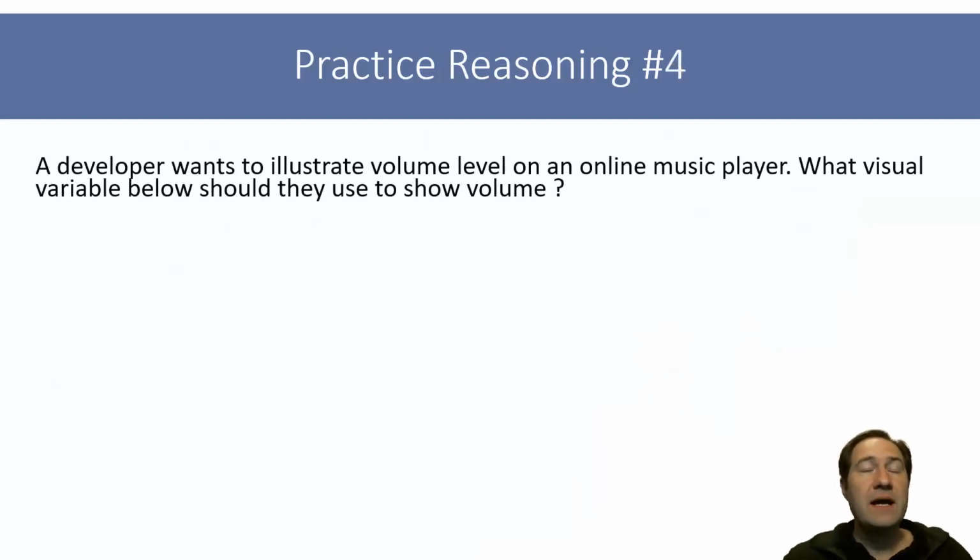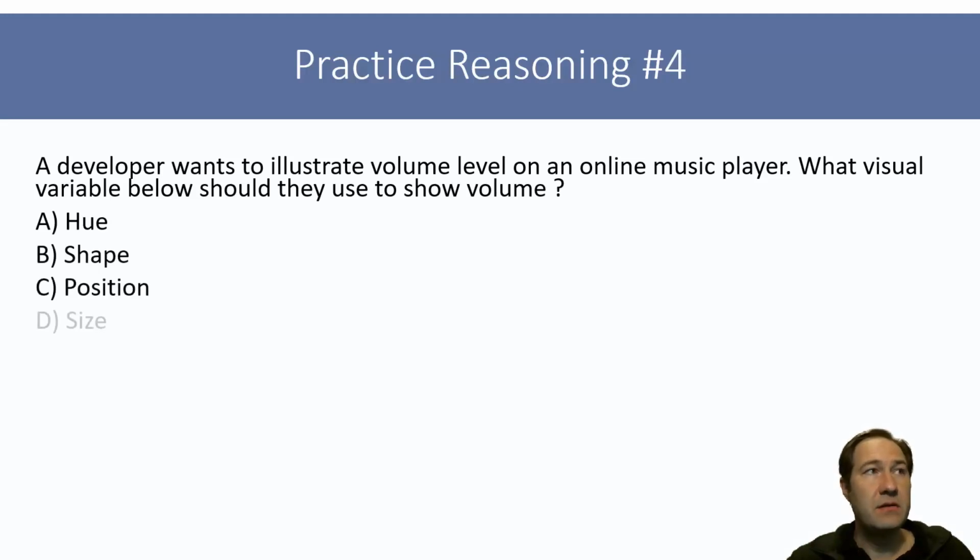In number 4, I want you to think about this problem. A developer wants to illustrate volume level on an online music player. What visual variable should they use to show the volume? Is it hue, shape, position, or size? Go ahead and pause.